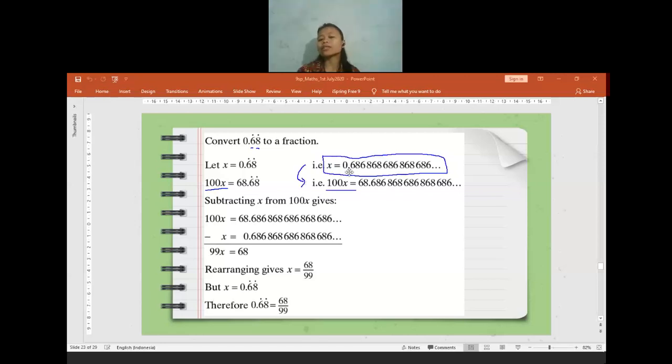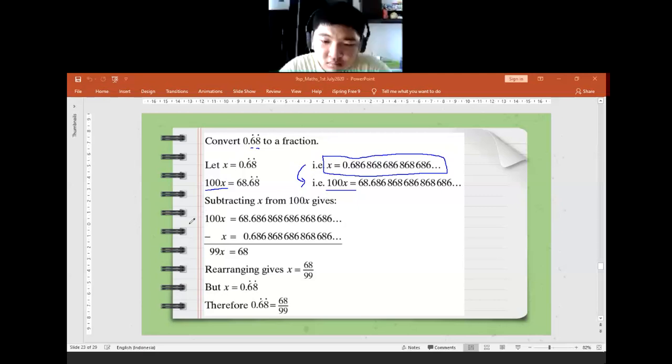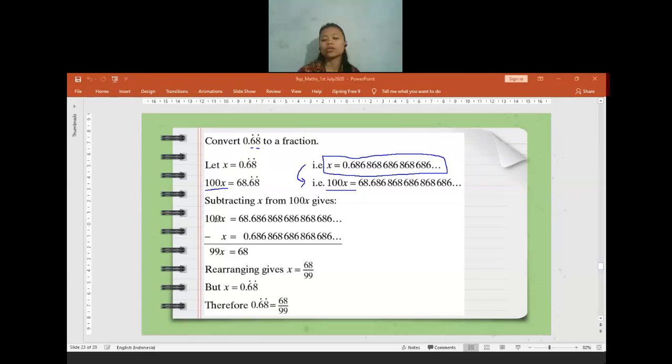So the 0.686868, I also need to multiply by 100. So I will get 68.686868 and so on. After that, we write it in order from the bigger to the smaller one. The bigger one is 100x, the smaller one is x. So just write it down. All the decimals are already equal, so we can just cancel them out.